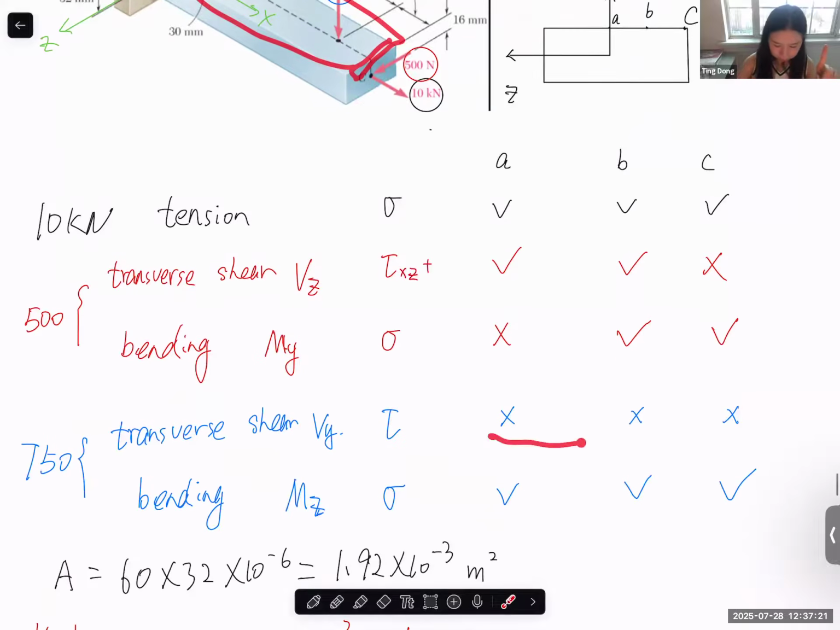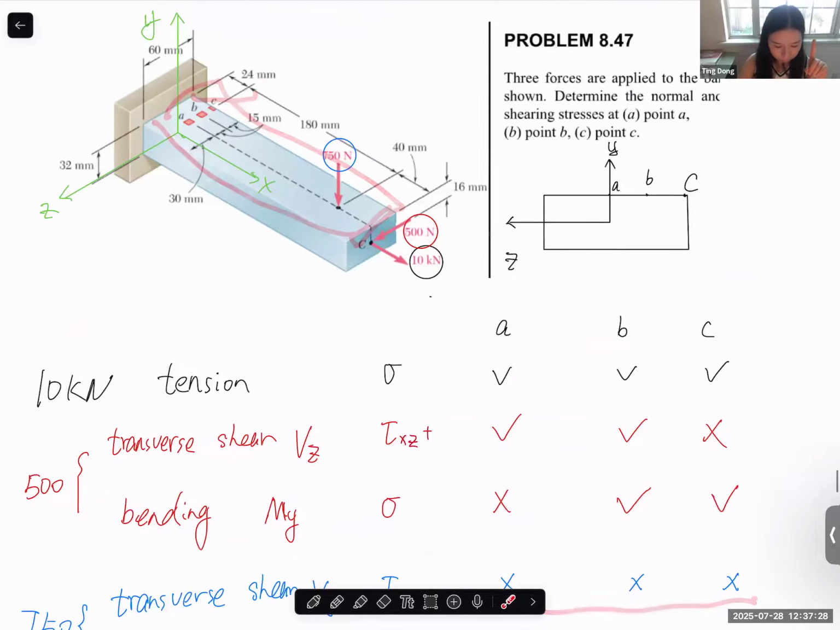But the thing is that since A, B, C, all three points, are on the top surface, because if you apply a transverse shear force in this way, this becomes the top surface, this becomes the bottom surface, and the quadratic change in between. So A, B, C are all on the top surface.